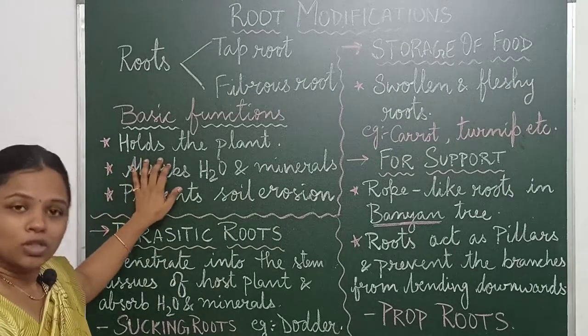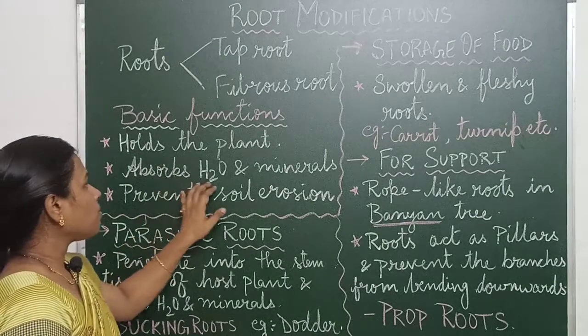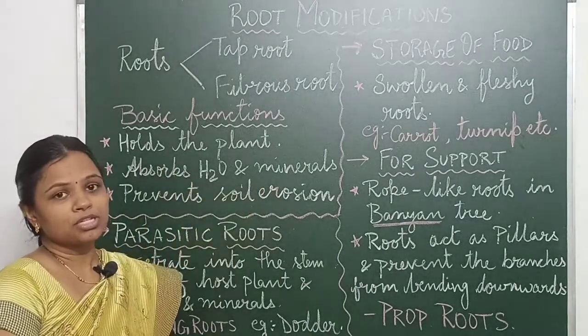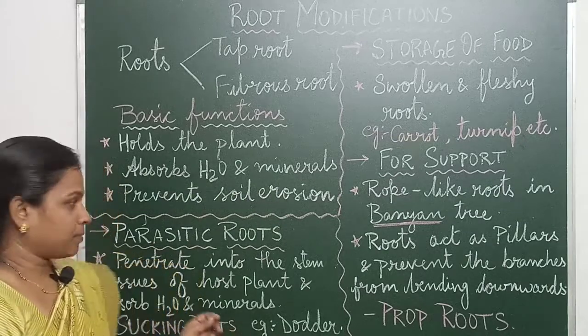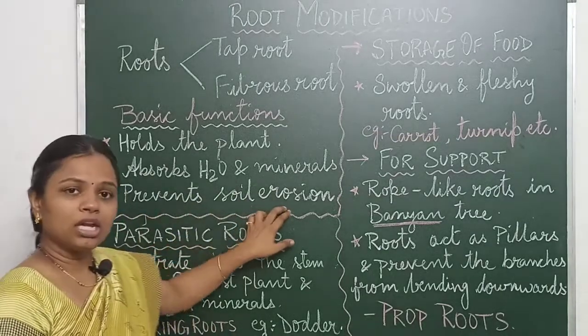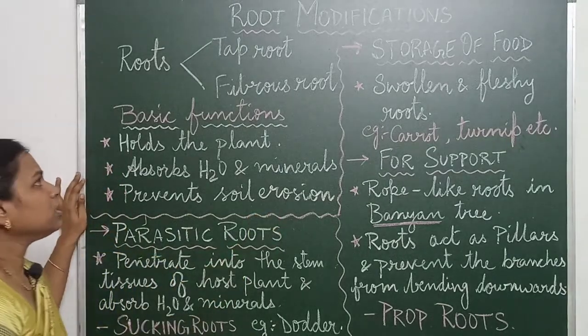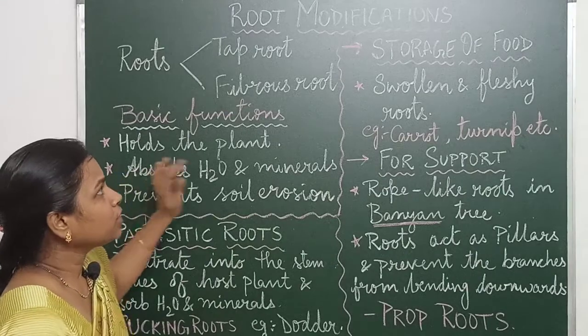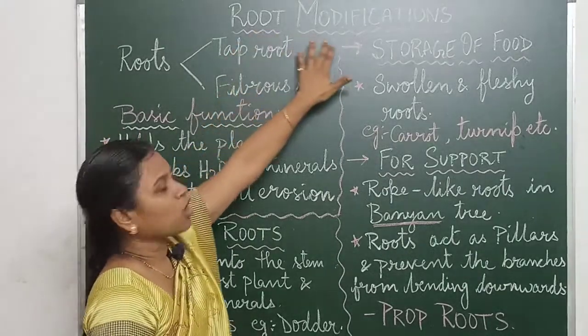That is, they hold the plant firmly in the soil and they also absorb water and minerals from the soil and supply it to the plant body. And not only that, they also prevent soil erosion. So these are the basic functions of the roots. Today we will be studying about the different root modifications.